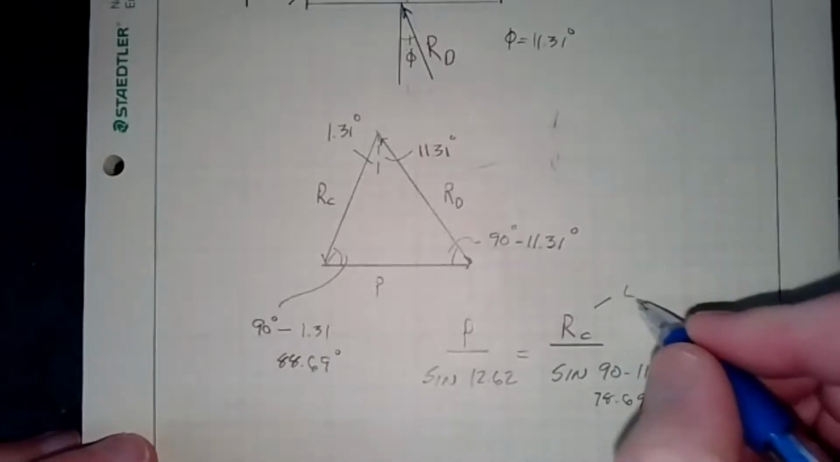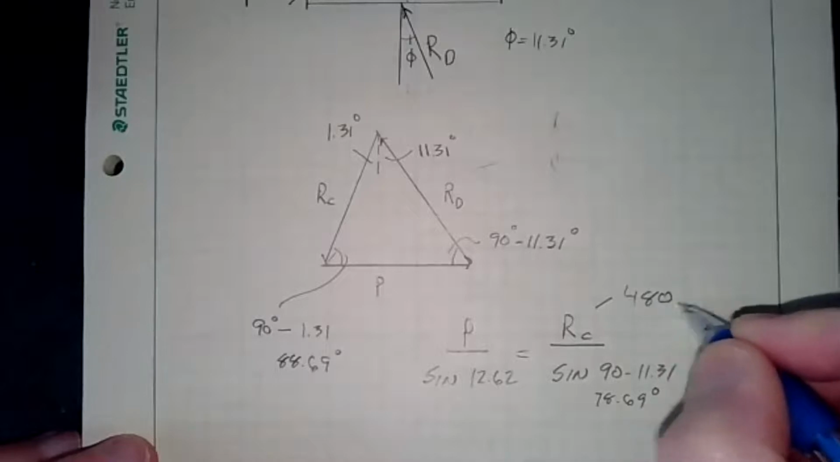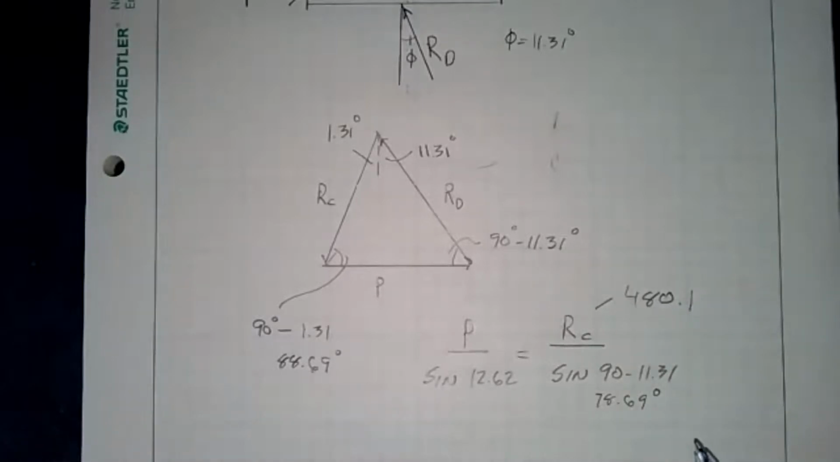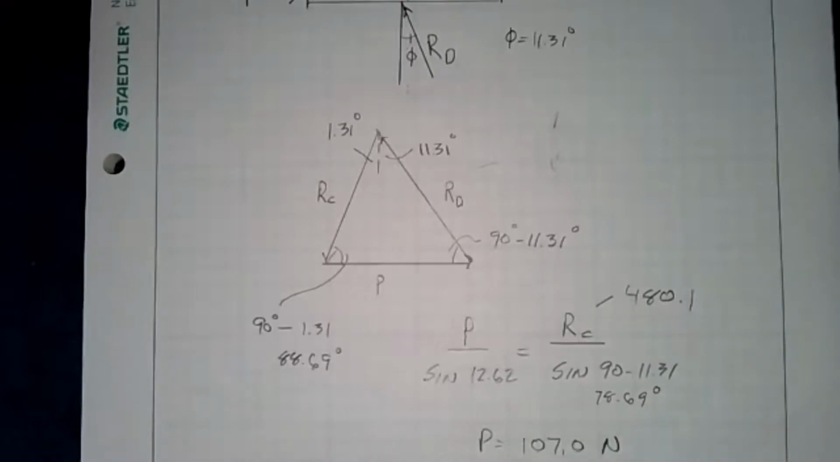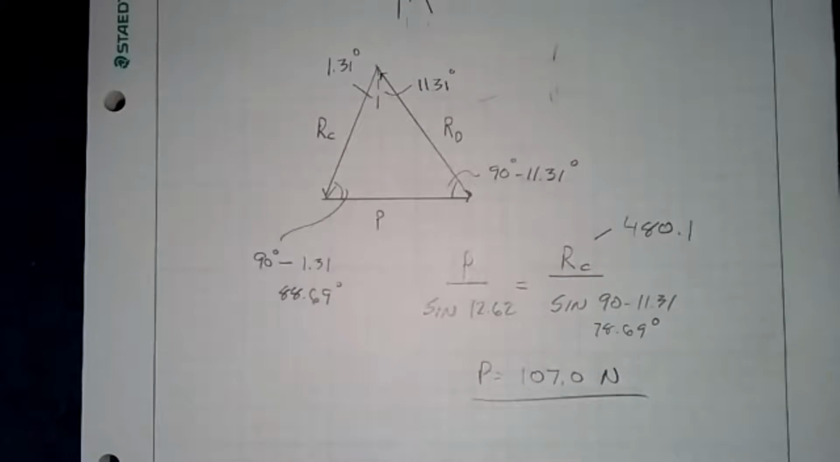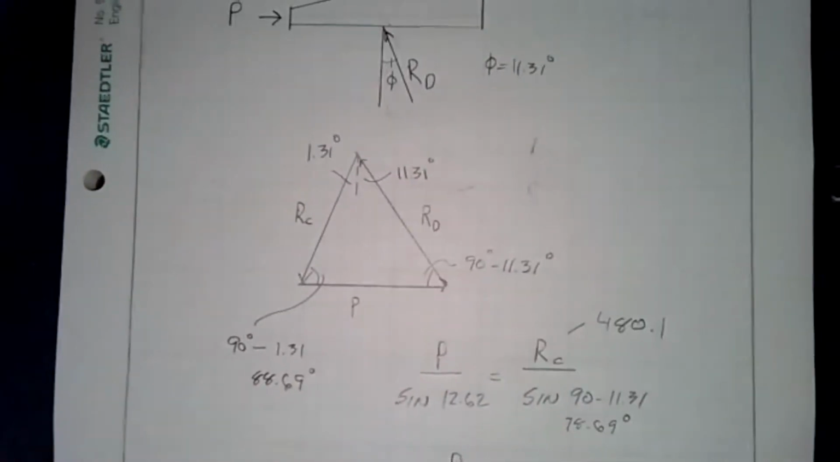Now, if we put in 480.1 for this, we end up with P being a fairly small number. P ends up being 107.0 newtons. There we have our answer. Okay, so that's the first example. I hope that made sense.